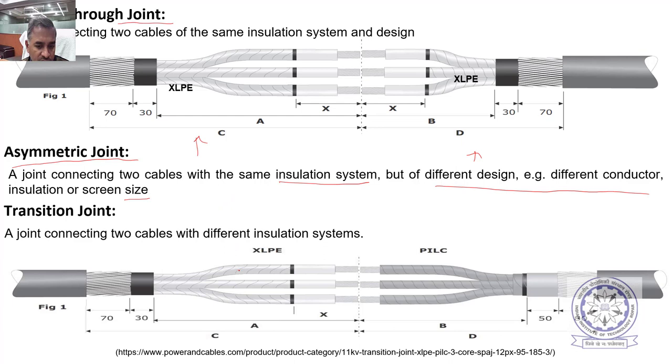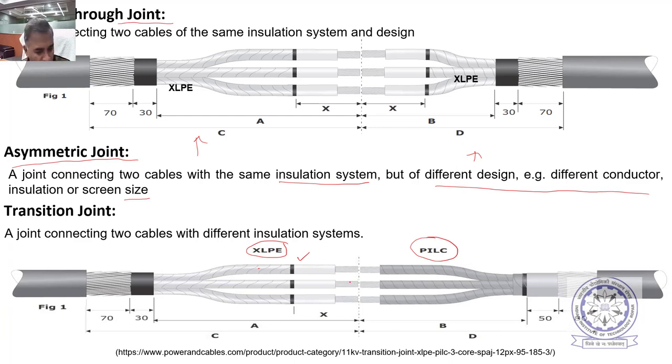The third one is the transition joint. A transition joint is used between different materials and different designs, so XLP and PILC cables. A joint connecting two cables with different insulation systems is known as a transition joint. You can see this is a paper cable, and this is a cross-linked polyethylene cable. So the paper cable has to be joined with the cross-linked polyethylene cable.